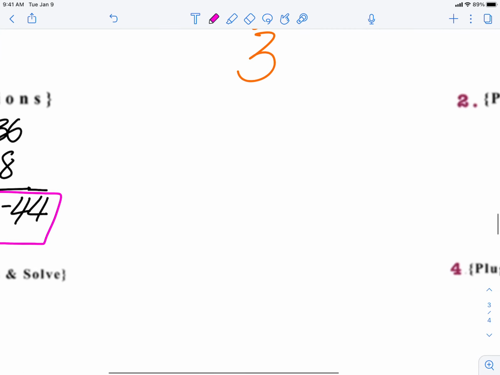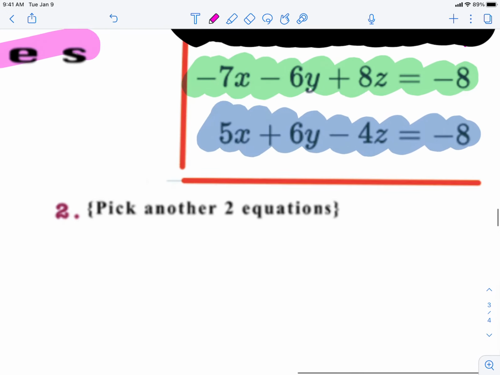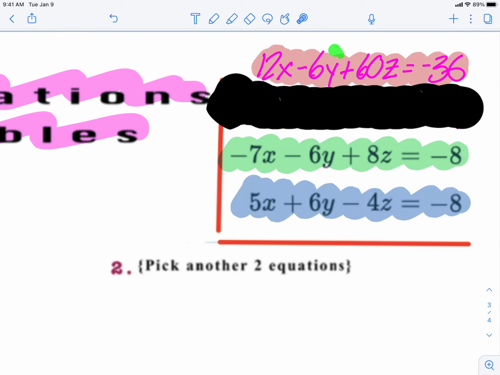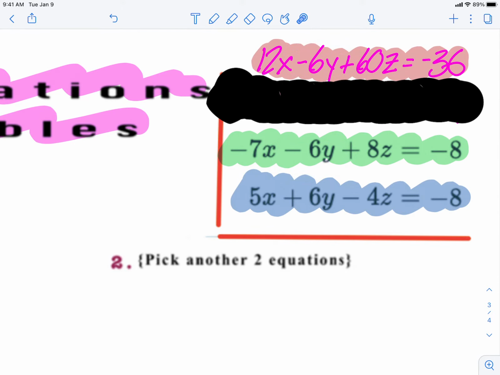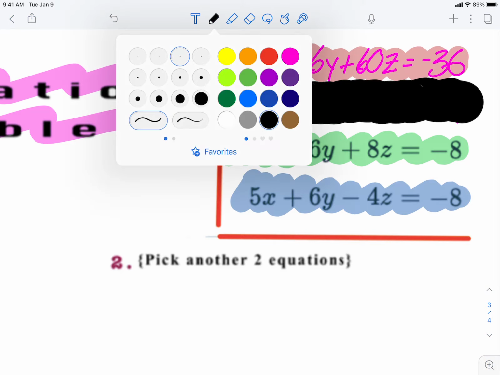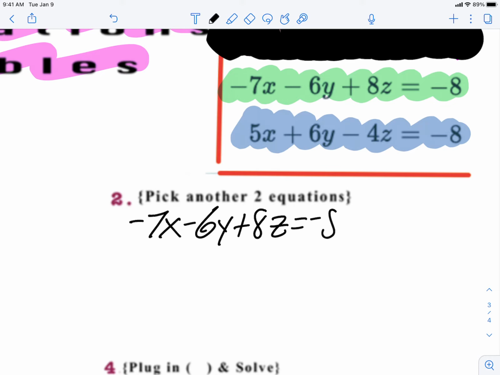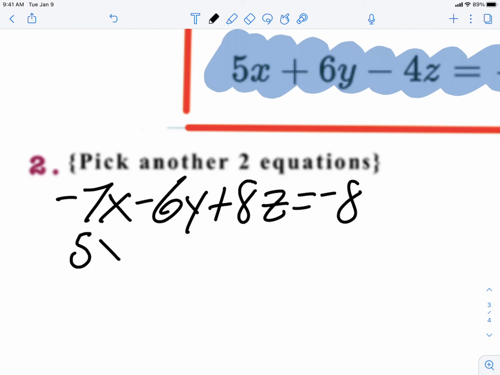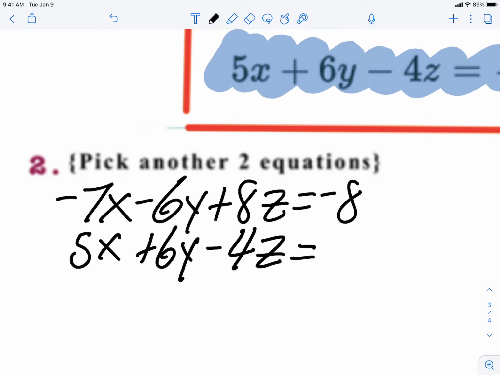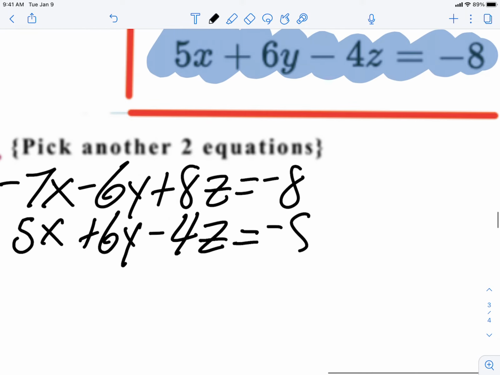Step 1. Step 2 says pick another two equations. So I am not going to pick red and green because negative 6y don't cancel. So I'm going to pick green and blue. My green says negative 7x minus 6y plus 8z is equal to negative 8. 5x plus 6y minus 4z is equal to negative 8 as well.